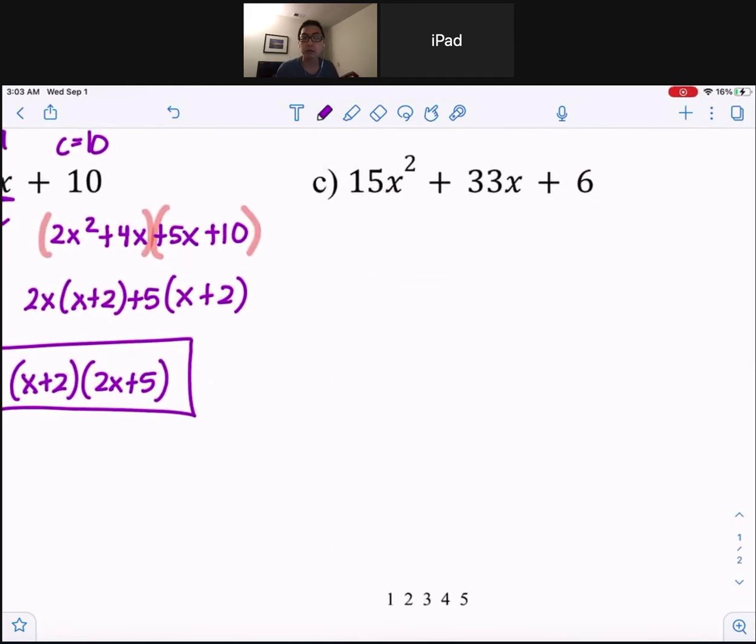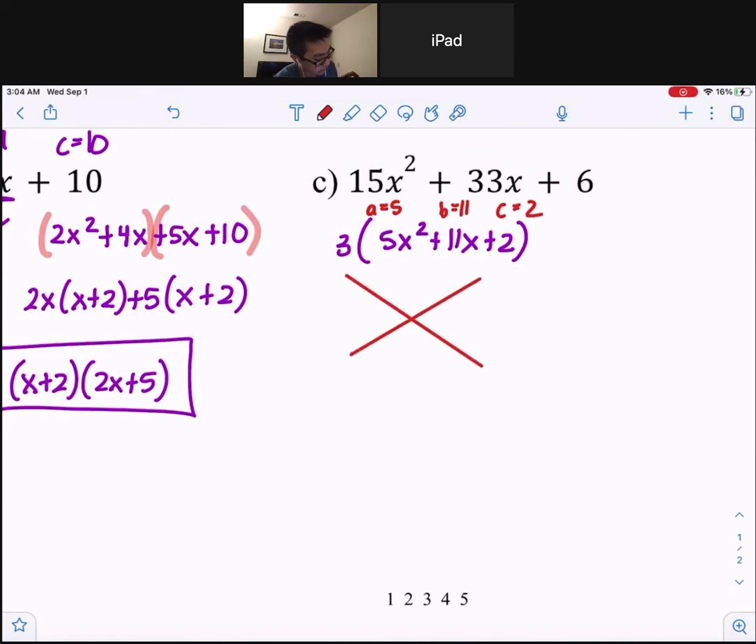Okay, part C. So there is a number you guys can factor out from each, and that number is 3. So we can factor out the greatest common factor from each. So if we took out a 3 from each, you guys, you divide each number by 3. 15 divided by 3, 5x squared. 33 divided by 3, 11x. 6 divided by 3, 2. And now we can do our X method. So A equals 5, B equals 11, C equals 2.